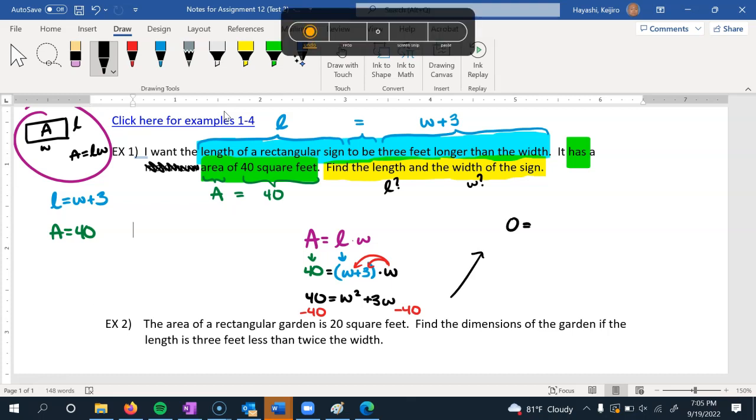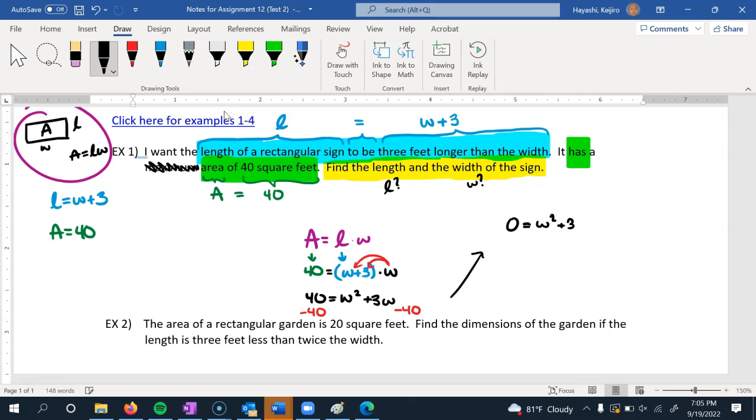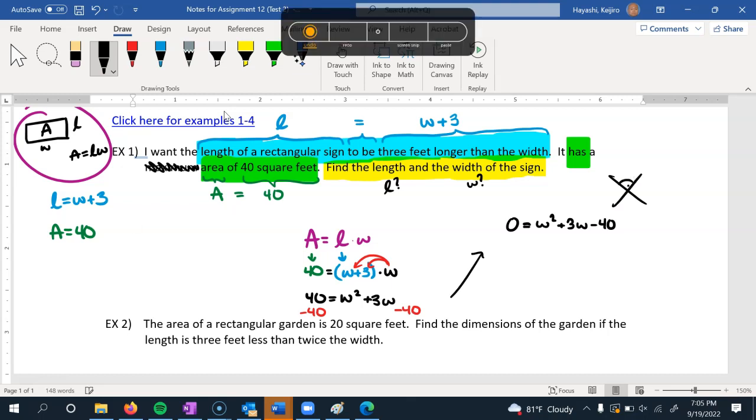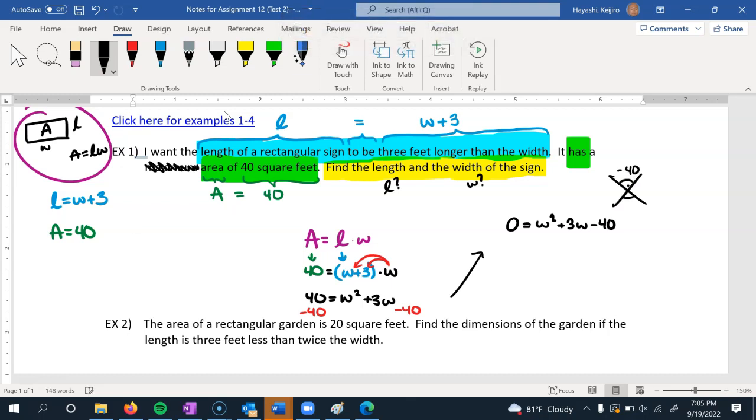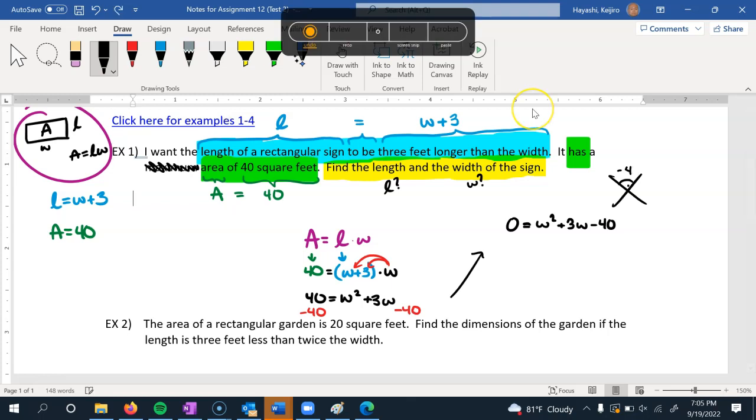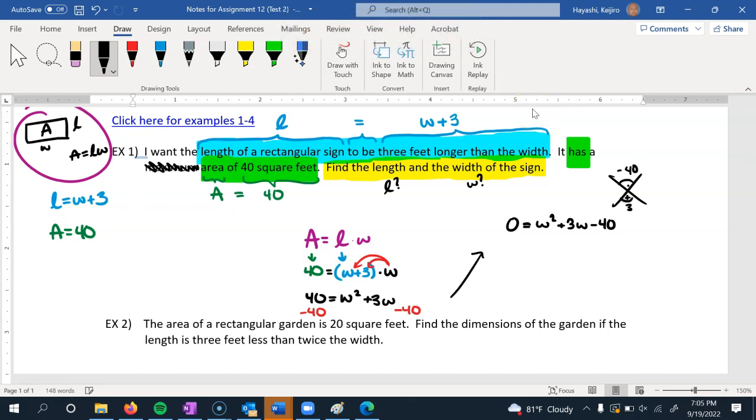0 equals W squared plus 3W minus 40. Now, this looks pretty factorable. Two numbers that multiply to negative 40 but add up to 3. What two numbers could that possibly be? Minus 5 and plus 8. Those will add up to 3, and they will multiply to negative 40.